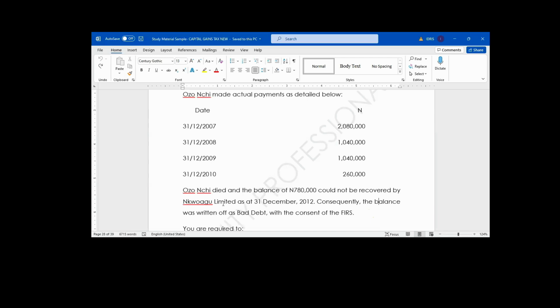So in this case, this 780,000 is an unrecovered debt. You cannot recover it. So for us to calculate the capital gain tax the seller will pay, it is going to be 260 over 520, that is 5.2 times 196.